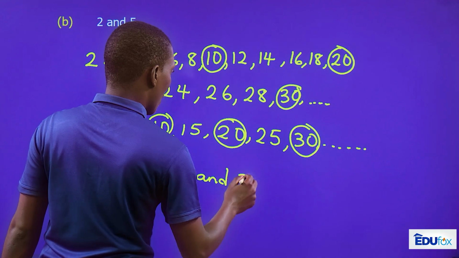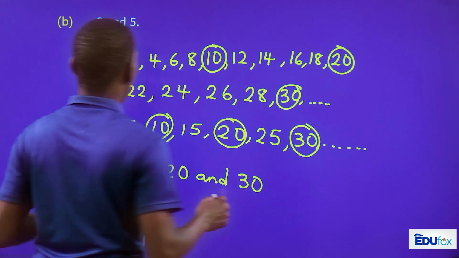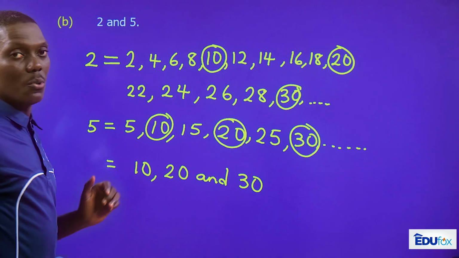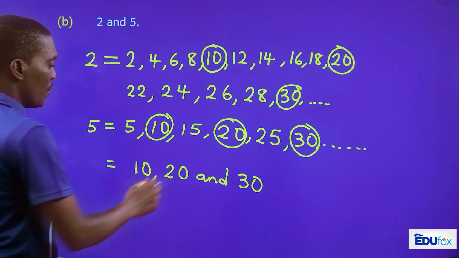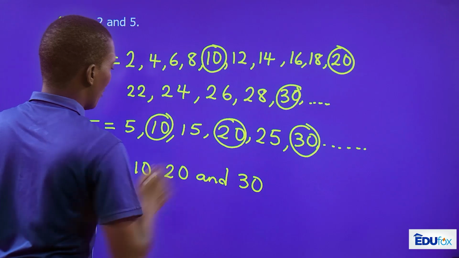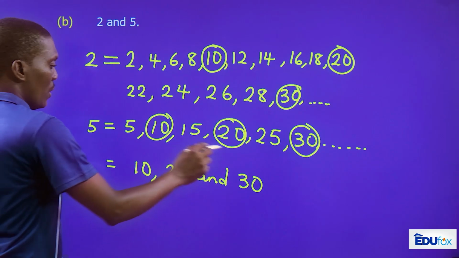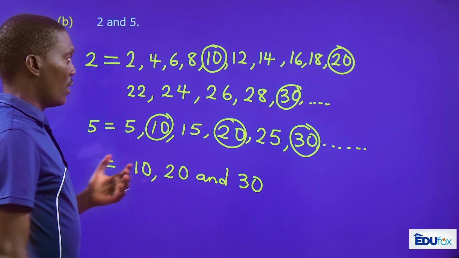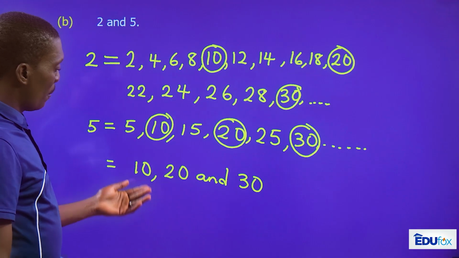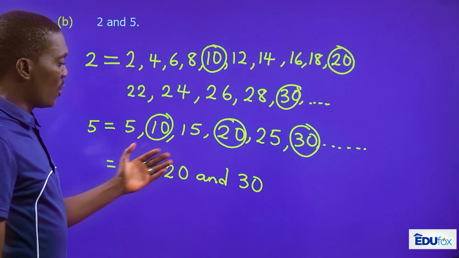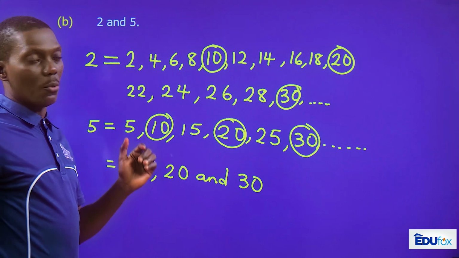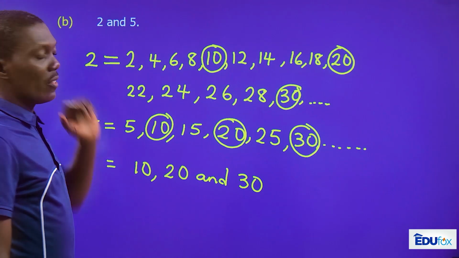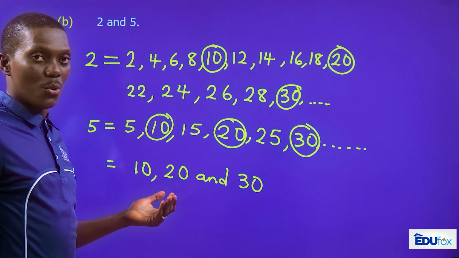So the first 3 common multiples of 2 and 5 are 10, 20, and 30. And we can see that the lowest of them is 10. So 10, 20, and 30 are the first 3 common multiples of 2 and 5. I hope you follow through the lesson.